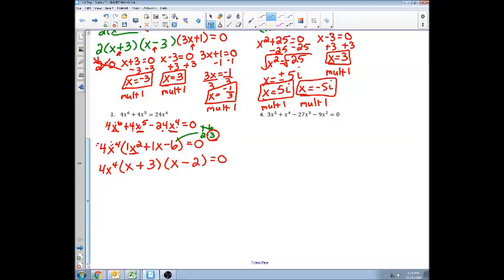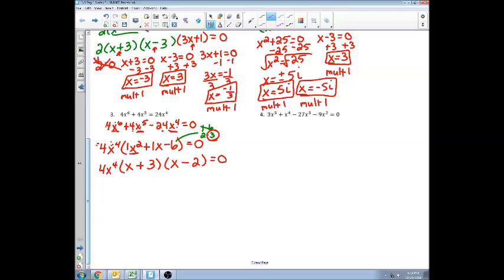Again, I want to double check that nothing else can be factored. Well, again, 4x to the 4th cannot be factored any further. X plus 3, there's no x squared, so I don't have a difference of 2 squares. I only have 2 terms, so that can't be factored any further. X minus 2, same deal. That cannot be factored any further.